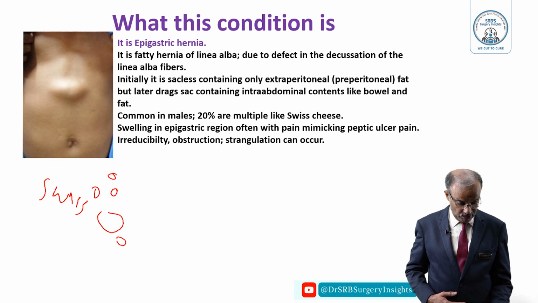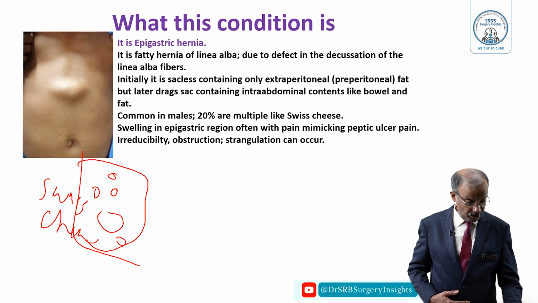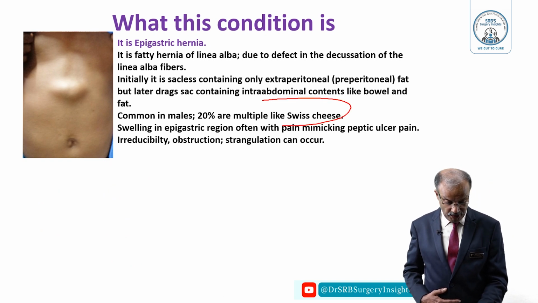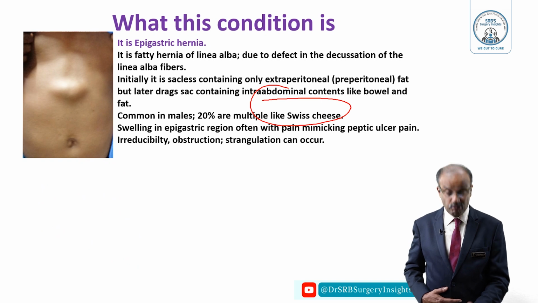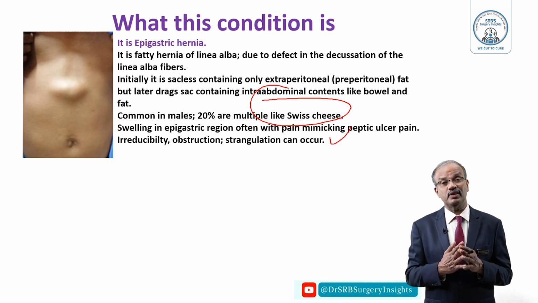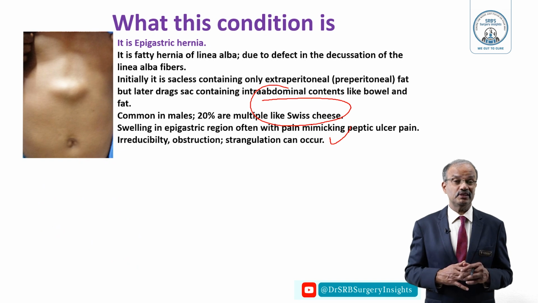Swiss cheese pattern. Now the important thing is the entire area has to be covered and dealt with a proper mesh in this patient. It is common in males, 20% Swiss cheese pattern, already told. It may mimic peptic ulcer. The point is important: it may mimic peptic ulcer disease. So many times in this patient, you have to do ultrasound abdomen, of course, to find out the defect, everything. But you have to do gastroscopy also. There may be a peptic ulcer disease. So do gastroscopy in such a suspected patient.